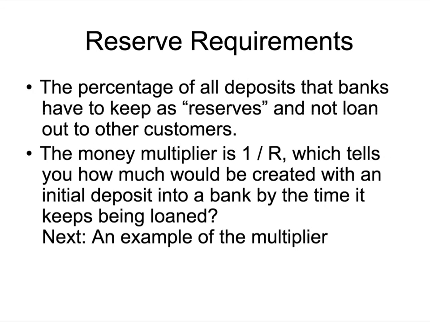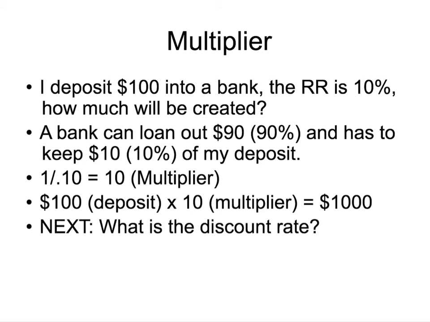Next. Reserve requirement is the percentage of all deposits banks must keep in reserve. And the money multiplier is 1 over the reserve requirement, which tells us how much money can be expanded through the loaning process. Next. So if I deposit $100 into a bank and the reserve requirement is 10%, 10% of that money must go in reserve, so the bank must hold $10 back and then can loan out $90, which is the rest. So with the money multiplier, if we take the deposit of 100 times the multiplier, we get the total change in deposits, which is $1,000.